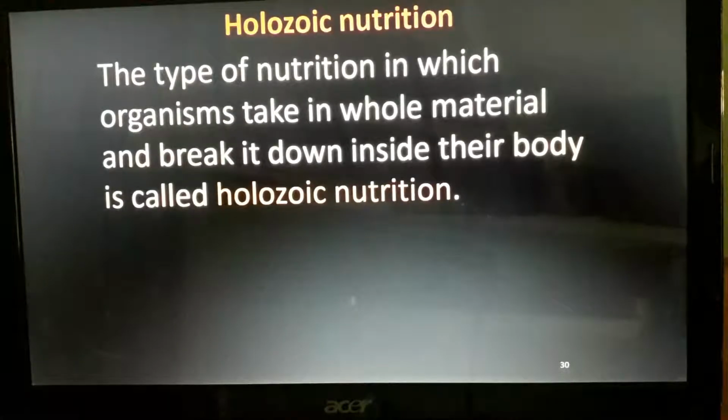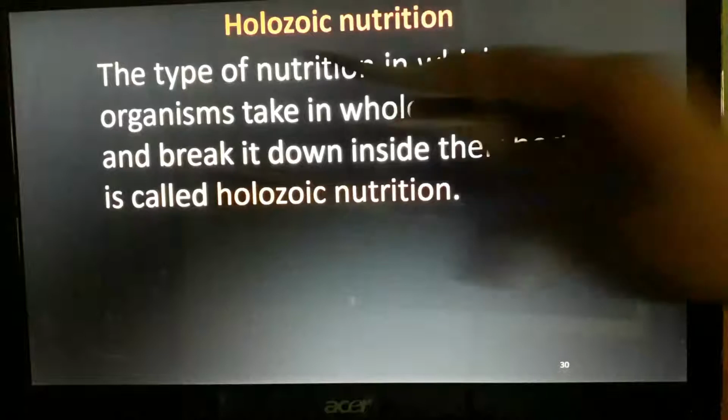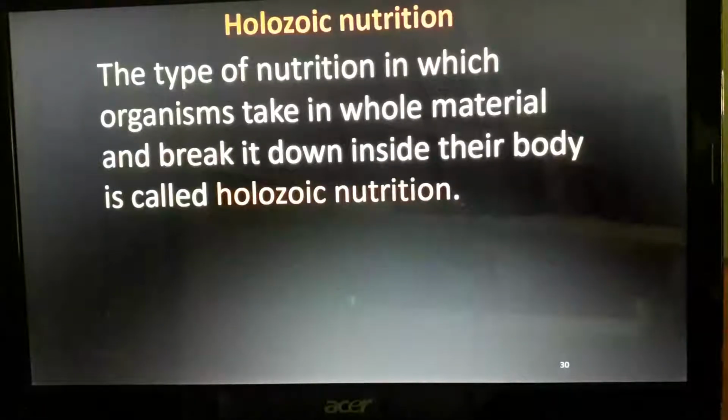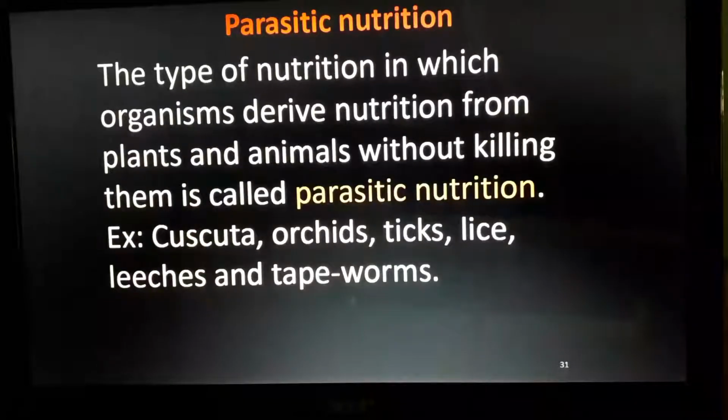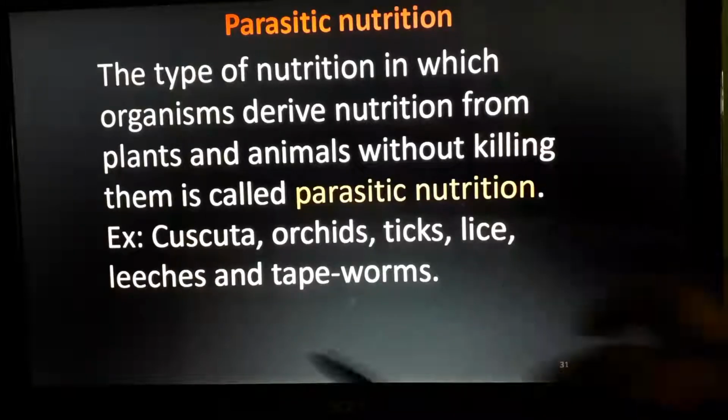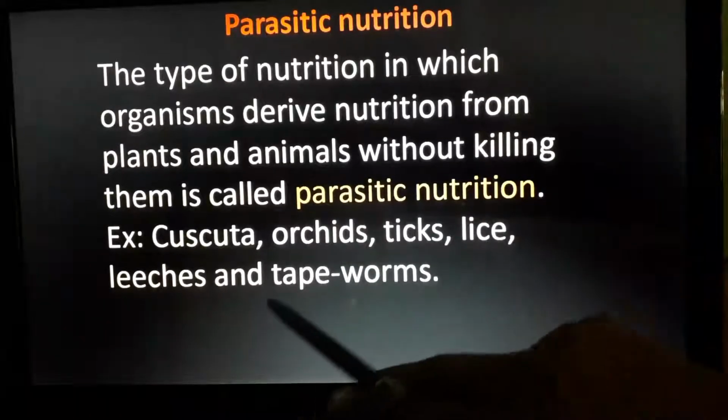For example, we are eating food. We are eating fruits, vegetables and all, and it gets digested inside our body and it becomes the food. So we are holozoic nutrition animals. So one more is there, parasitic nutrition. Parasites. Some of the animals or organisms which depend upon others. Understand? From the example itself you can find it out.